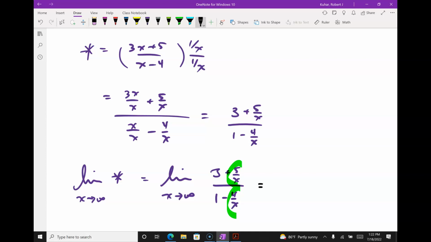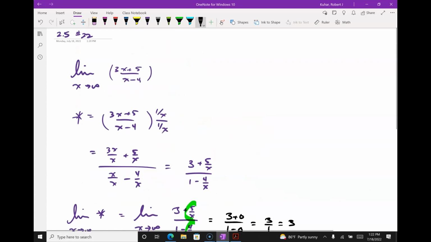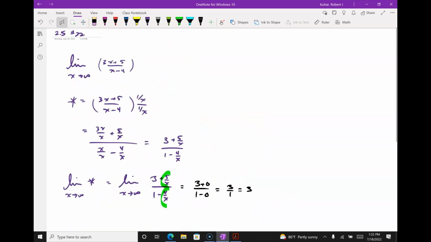So as x goes to infinity, what's happening to 1 over x? Where's it going? It's going to 0, right? Our theorem just said that. I get 3 plus 0 over 1 minus 0, so I get 3 over 1, or 3. I'm just applying that one little theorem: if I have a number over x to the 1, or x squared, or x cubed, etc., I know that goes to 0.